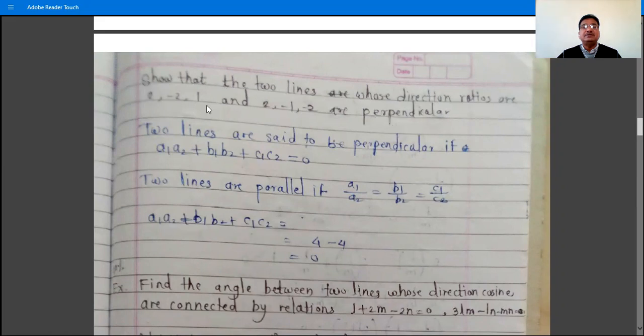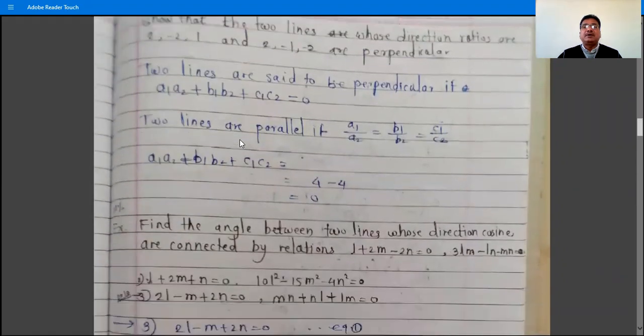These are a1 b1 c1. These are a2 b2 c2. When the two lines are perpendicular, a1 a2 plus b1 b2 plus c1 c2 is equal to 0, so we have the answer 0, and therefore the given two lines whose direction ratios are these are perpendicular.